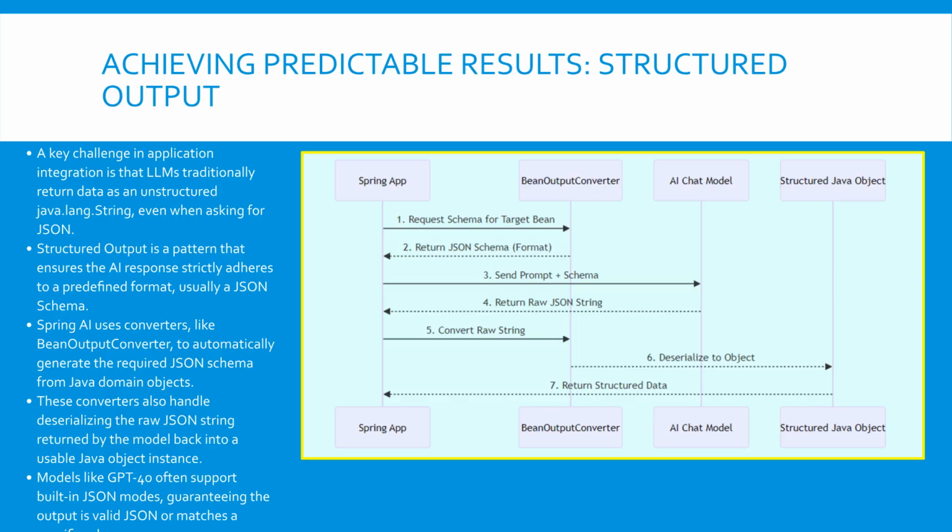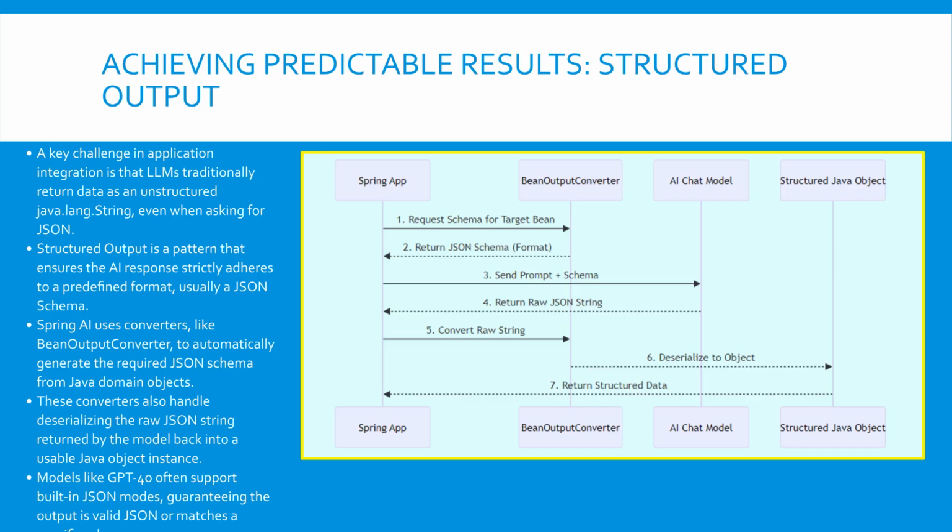One key utility is the bean output converter. This converter takes your Java class, or bean, and automatically generates a formal JSON schema based on its structure. This schema is then inserted into the prompt sent to the LLM, effectively telling the model, "You must generate a response that perfectly matches this exact structure, with no extra text or explanations."